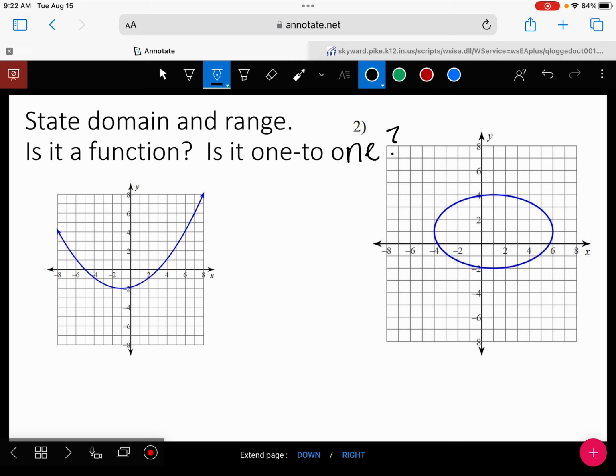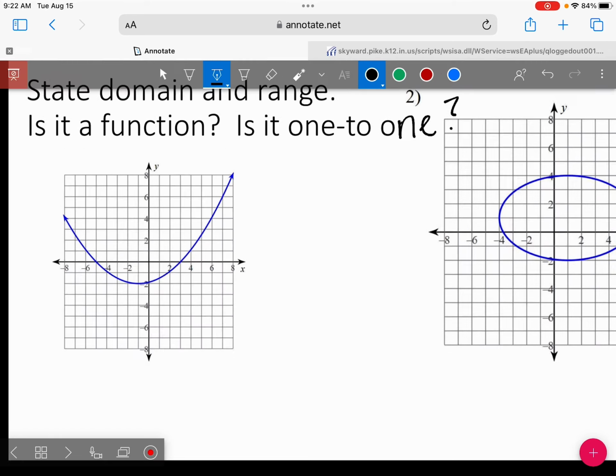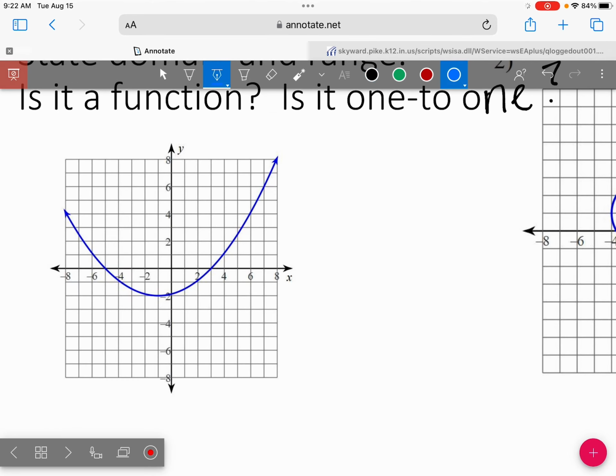Okay, so let's look at question number 1 together. So we have arrows. I'm gonna make these arrows a little bit bigger because those arrows are kind of small. So we have an arrow going to the left and an arrow pointing to the right. Whenever you see an arrow pointing to the left and an arrow pointing to the right, your domain is all real numbers.